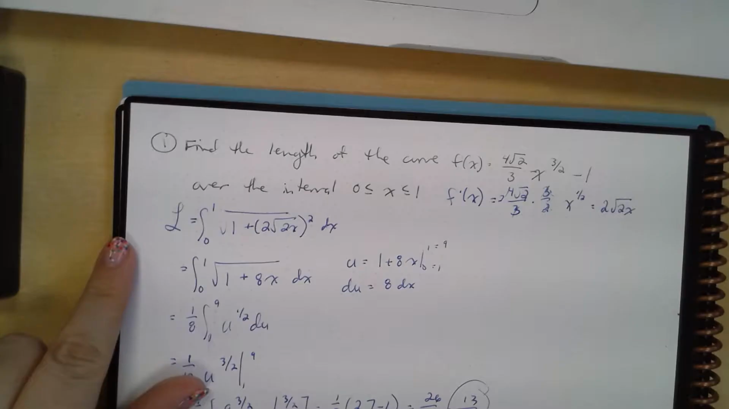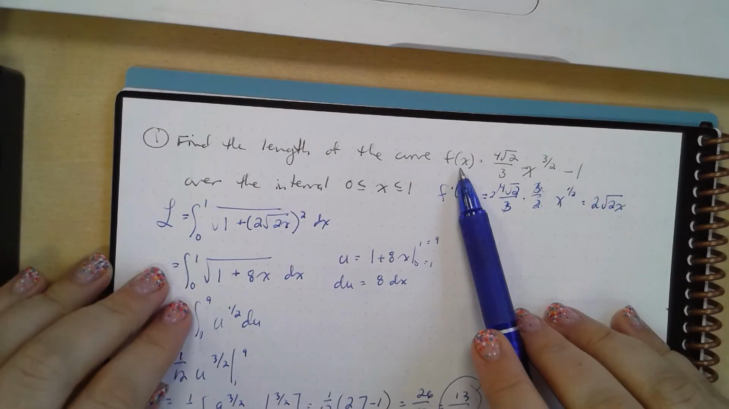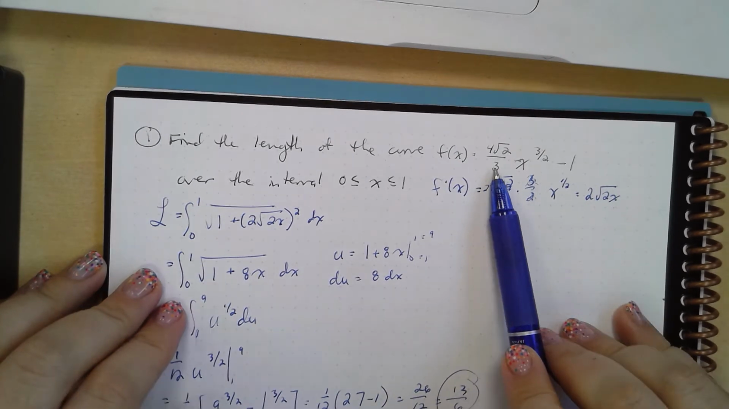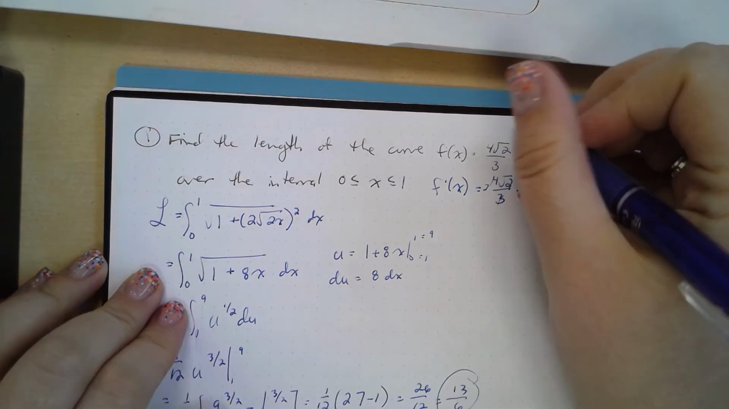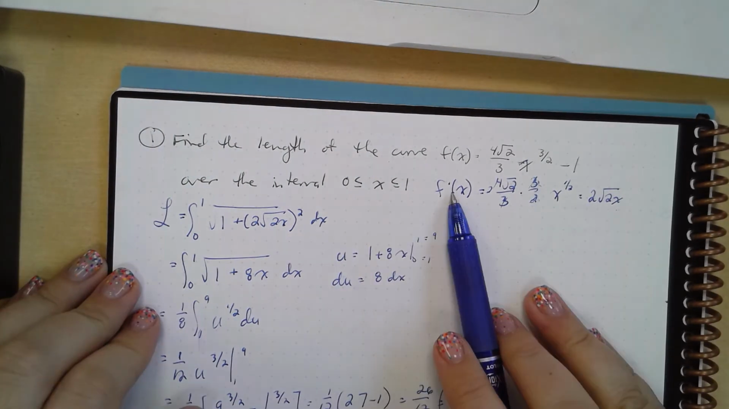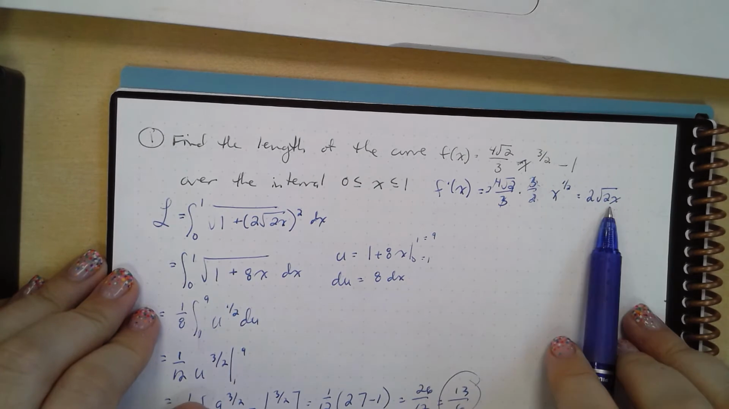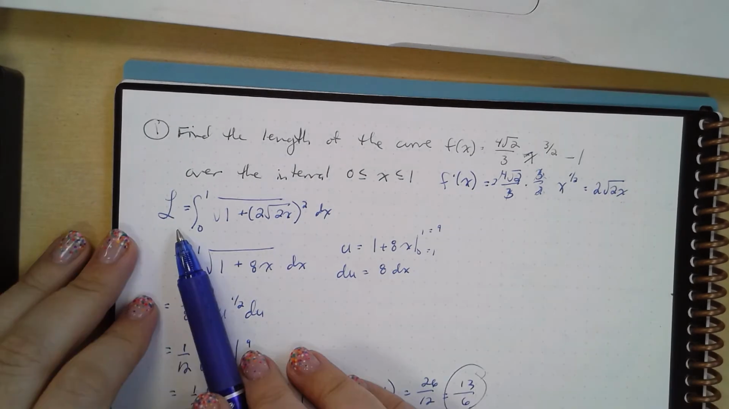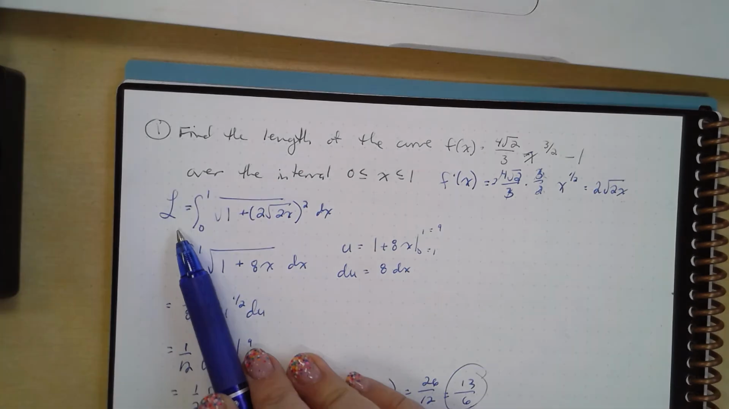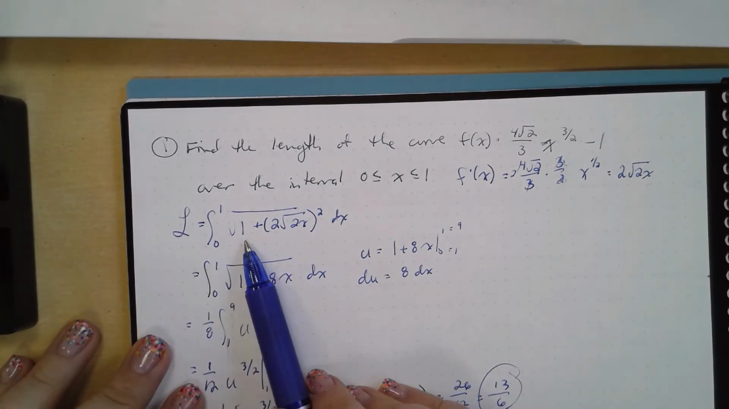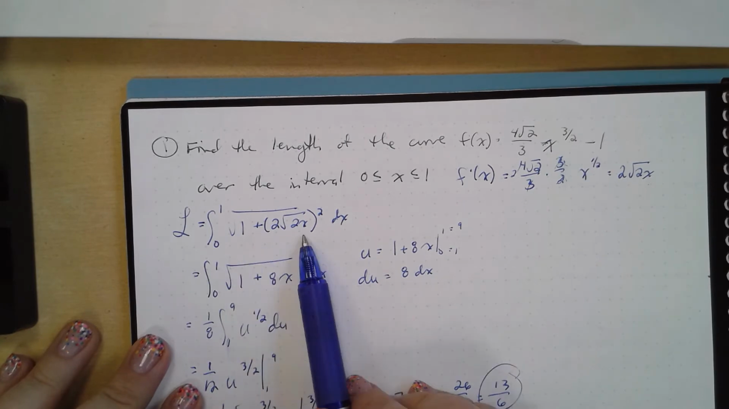We're asked to find the length of the curve f of x equals 4/3 x to the 3/2 minus 1. This is just an x here. Over the interval 0 to 1. Well, f prime is going to be 2 radical 2x after I do all these calculations. So the length of my arc is going to be the integral from 0 to 1 of the square root of 1 plus 2 radical 2x quantity squared. If I square that, I get 1 plus 8x.